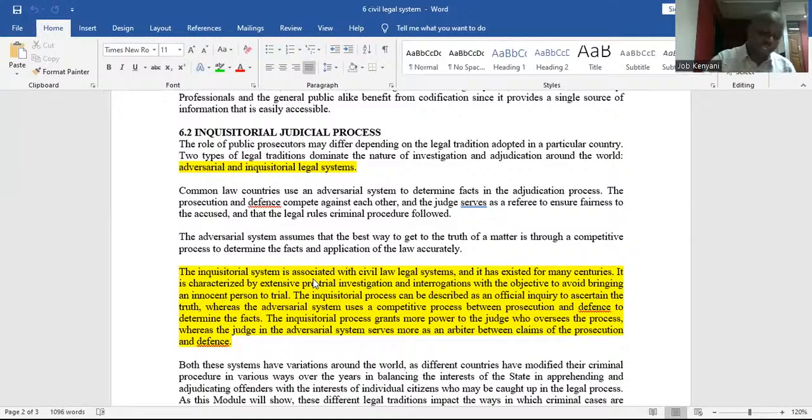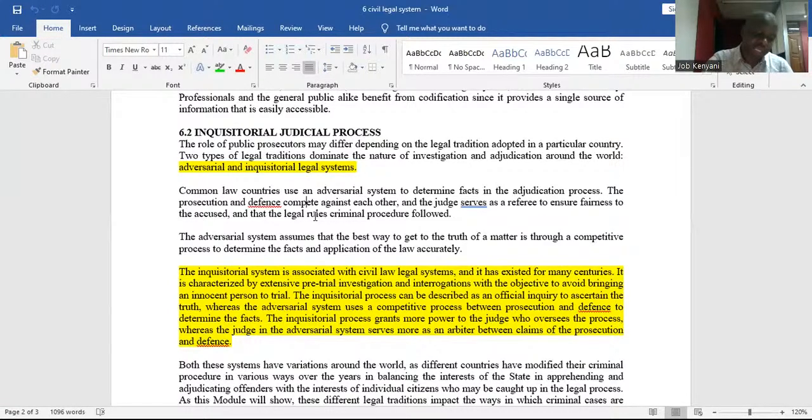Under a common law legal system, they apply what we call the adversarial judicial process. Then under a civil law legal system, they apply this one, which has a very difficult name, inquisitional, whereby they do inquiries or investigations. So the judges themselves do what we call inquiries and investigations. They investigate the matter and carry out investigations before they give out the verdict.